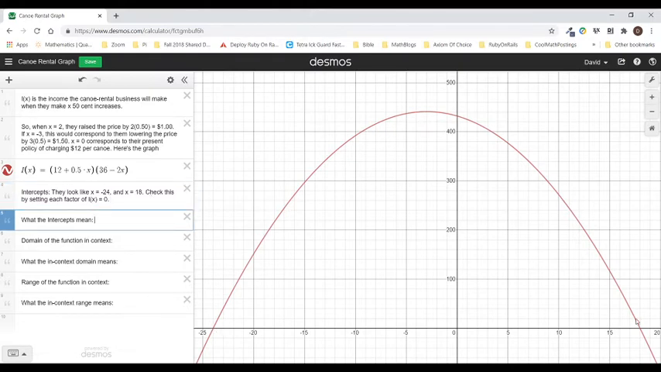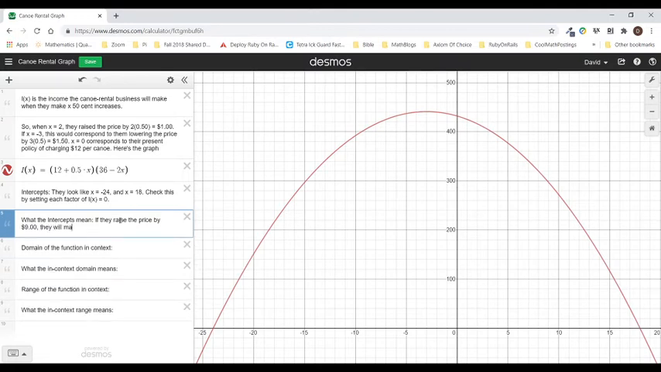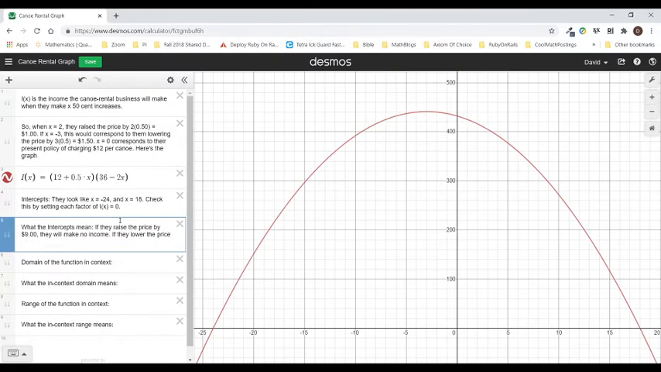Well, the X-intercepts on this graph correspond to when we're getting 0 income. So when X equals 18, that means if they raise the price 18 times at 50 cents a crack, so by $9, they'll make no income. Now what that means is if they raise it to $21, no one's going to rent a canoe from them. If they lower the price, well, 24 times, right? 24, that's by $12. Well, that one makes more sense actually because they're only charging $12 now. They'll make no income. So that's at least the meaning of the intercepts.